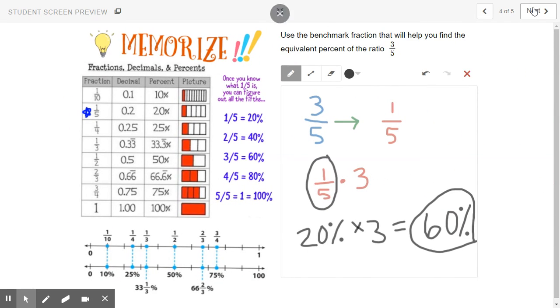Look at 3/5. What benchmark fraction will help me with 3/5? 1/5. And if you take 1/5, you multiply by 3, or 1/5 plus 1/5 plus 1/5 equals 3/5. If 1/5 equals 20%, just multiply that by 3. 3/5 equals 60%.